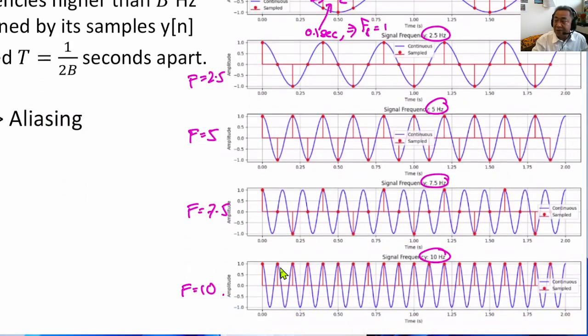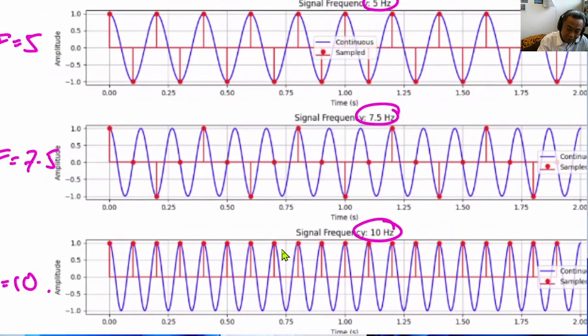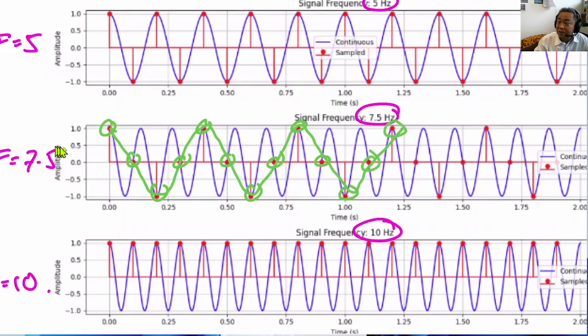What happened at 7.5 Hertz? The blue line is the 7.5 Hertz. That means in 1 second, this blue line repeats 7.5 times. As we are sampling still at 0.1 second, let us see what we are actually getting ourselves into. 1, 2, 3, 4, 5, and so on and so forth. But if you did not see the underlying blue line, you would have thought that this could have been a sinusoid, a much slower sinusoid than the actual blue line.